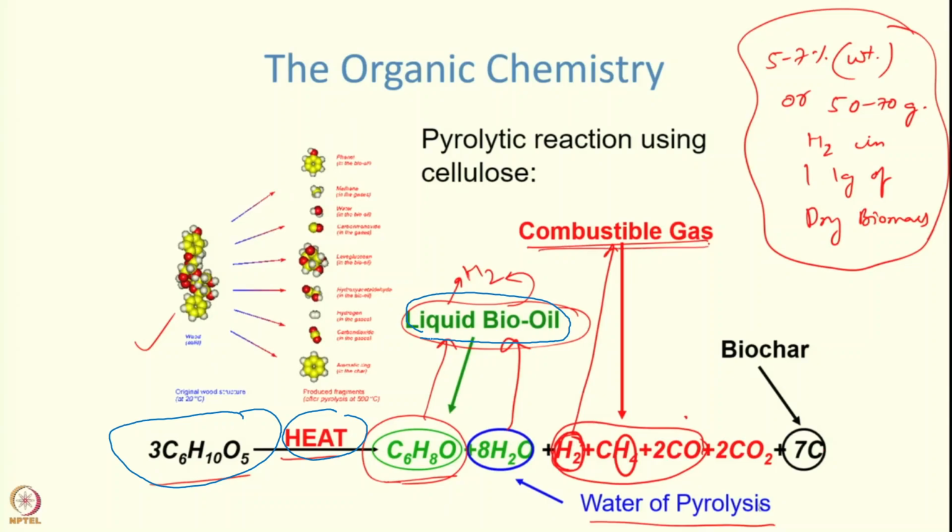We can extract this liquid bio-oil. If we condense, we can get this liquid bio-oil. Oxygen and hydrogen will be produced, and methane, carbon monoxide and carbon dioxide will also be produced, and finally after the proper, complete combustion, the biochar will form.